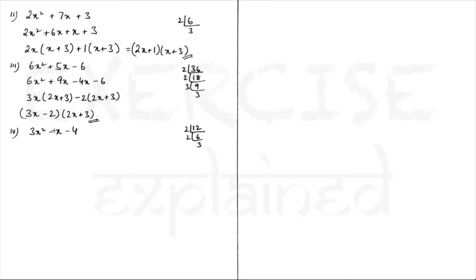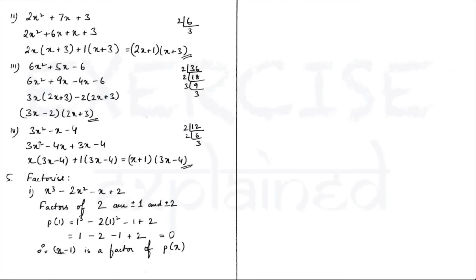Getting into the next question, that is 3x square minus x minus 4. Now 3 into 4 is 12, and plus into minus is minus, so we need to factorize 12. So 12 can be written as 2 into 2 into 3. You can see here I need to get minus x, that means I can take it as minus 4 plus 3. So you can see here I have taken 3x square minus 4x plus 3x minus 4.